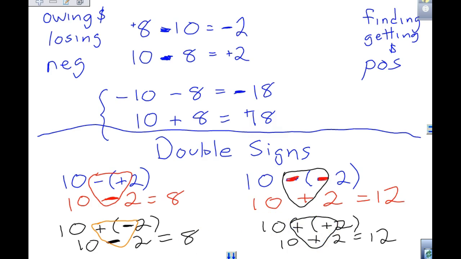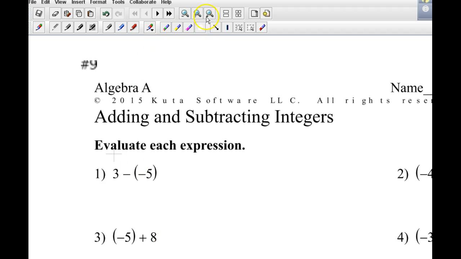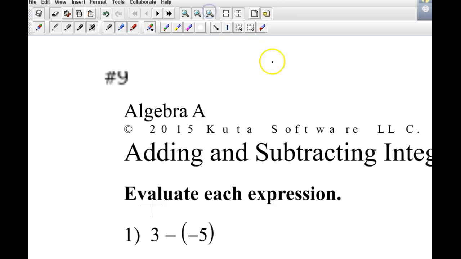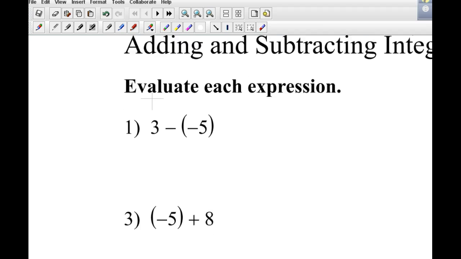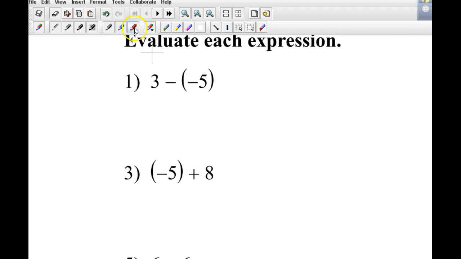So let's flip it over, and just go down a few of these, and just change the double signs to a single sign. So for instance, on number 1, let's just take 2 minuses right here. And taking away something bad, taking away a negative, is that good or bad? Good. So that's positive, right? And you bring down the other numbers. So 3 and 5. 3 plus 5 is 8.